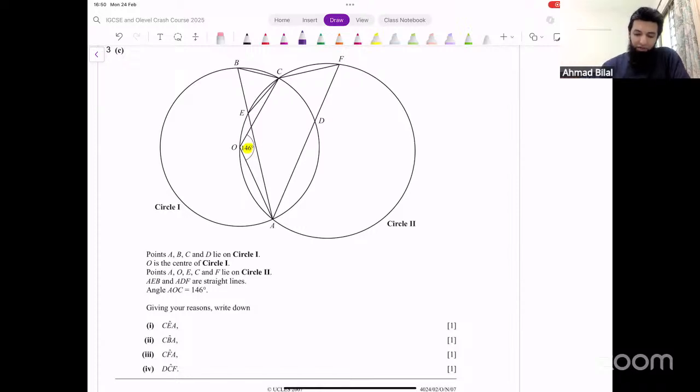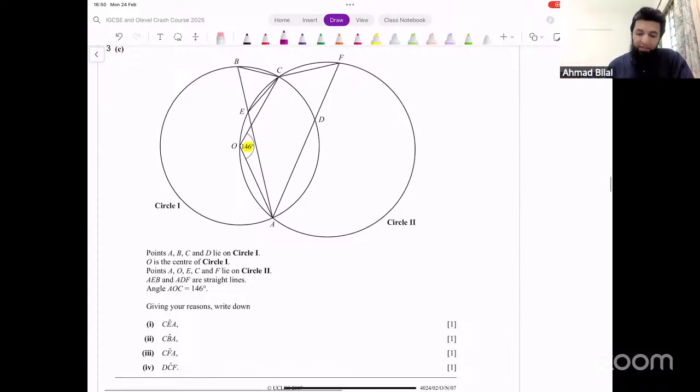Okay, so we need to first write down the angle CEA, but the question says giving your reasons. That means you also have to mention which property you're using. That's why remembering those properties is really important. You can write down the property in your own words as well, and that's perfectly okay as long as the examiner clearly understands which property you are referring to. You have to mention a reason for each of these answers. CEA.